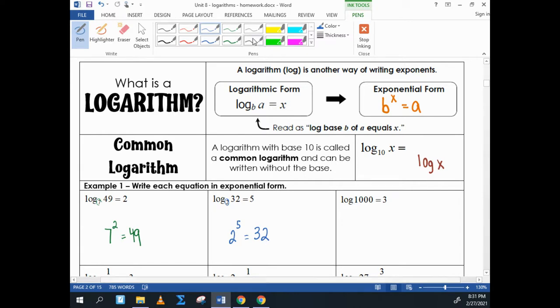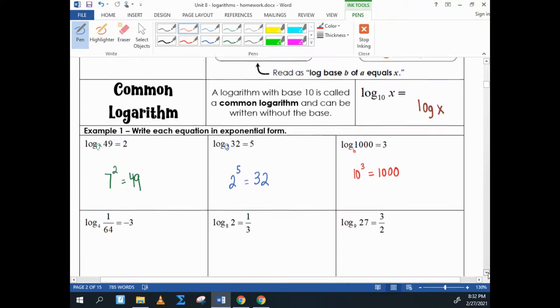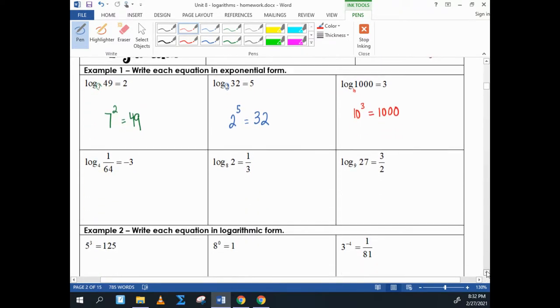Okay, here's our invisible base. Can everybody see that lovely invisible base? Again, if you just have log of x or log of 1,000 right there, the base is 10. It's invisible, but there's a 10 right there. So 10 to the other side power, that third power, is equal to 1,000. And that's all they want you to do. We're just writing these in exponential form.